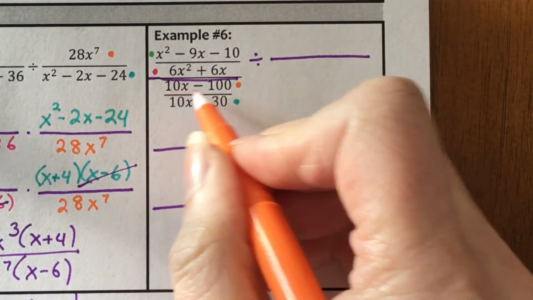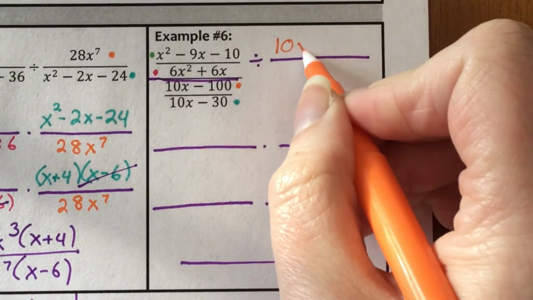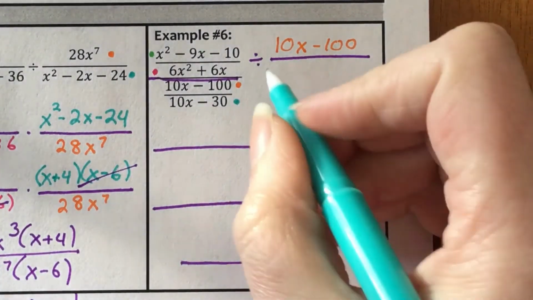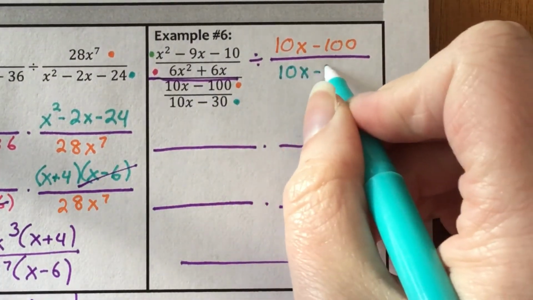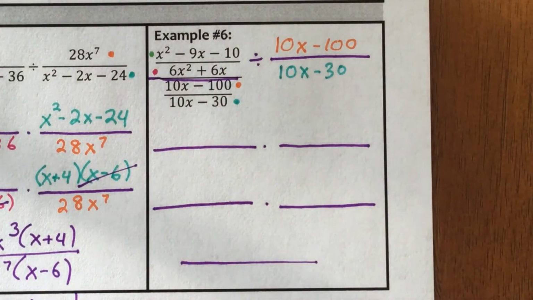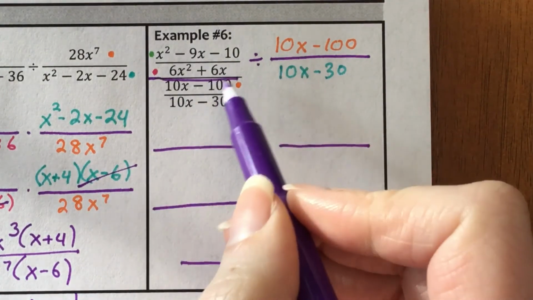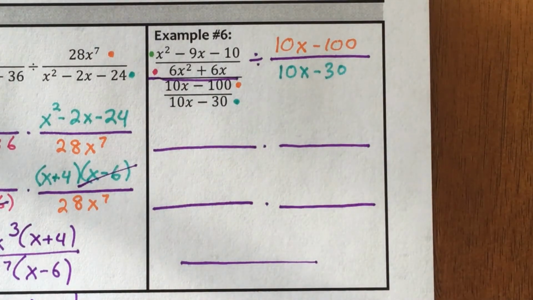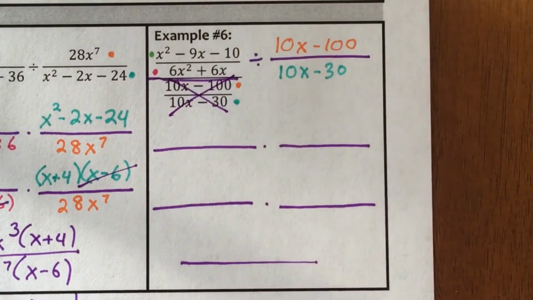So I'm going to take the 10x minus 100 and put it up here. And the 10x minus 30 and put it down here. Okay, so the whole bottom fraction, still with division, has just scooted over here. Okay, next thing. So this is all gone.